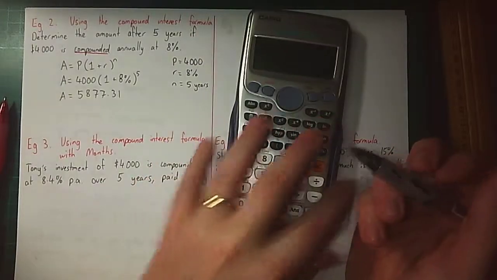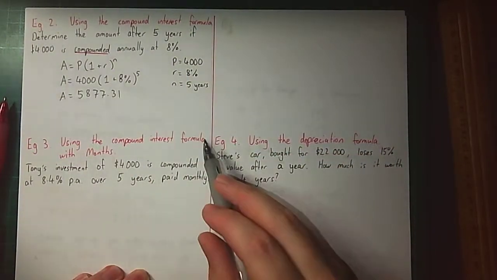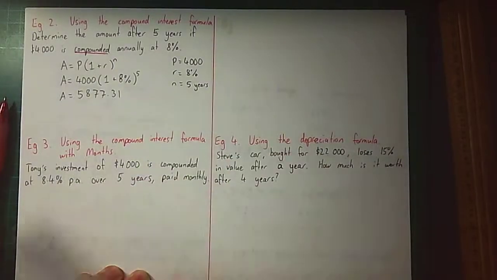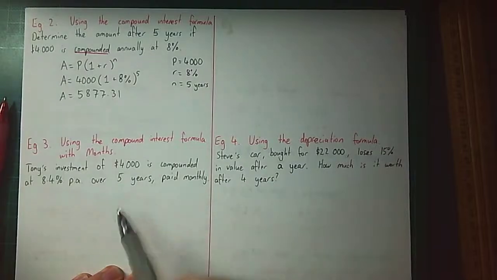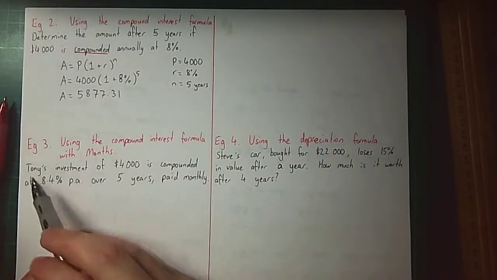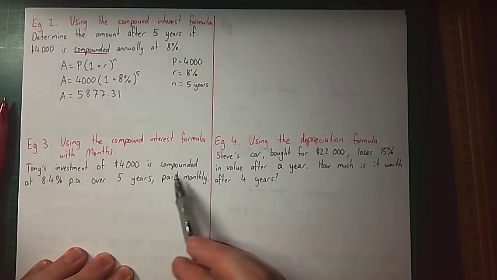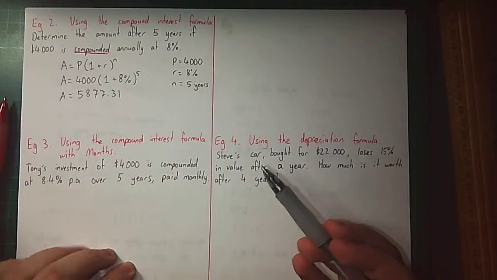Alright, we'll do another example. This time it says using the compound interest formula with months. So that's the key there, that we're going to be doing it with months, converting some time, just like we did in the first example. So Tony's investment of $4,000 is compounded at 8.4% per annum over 5 years, paid monthly.